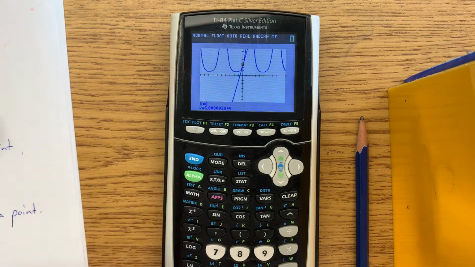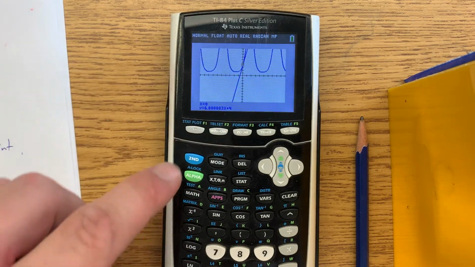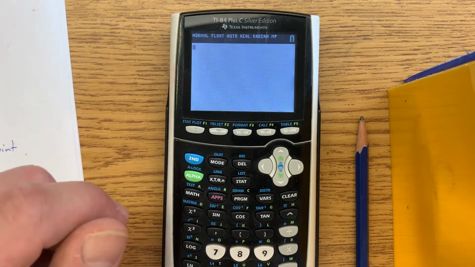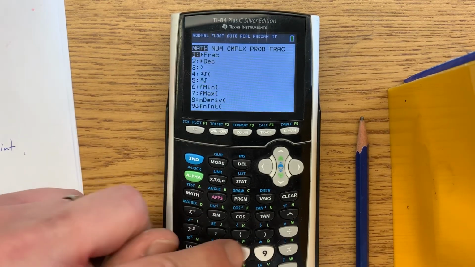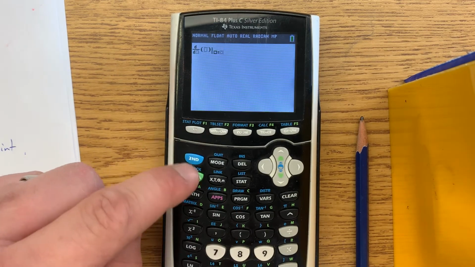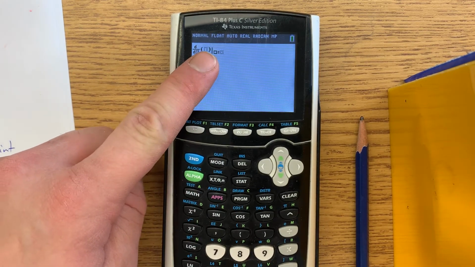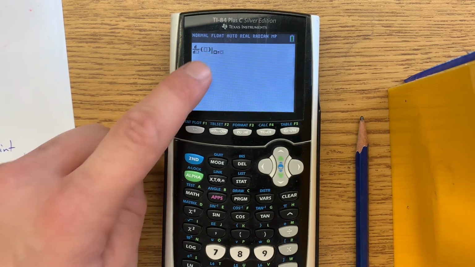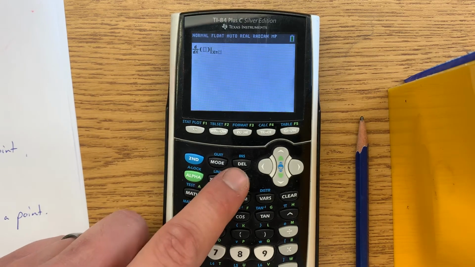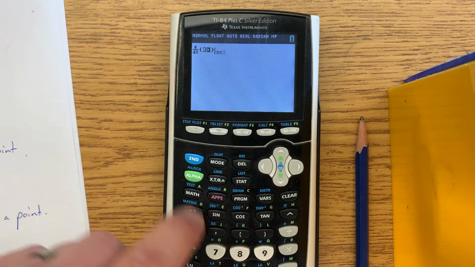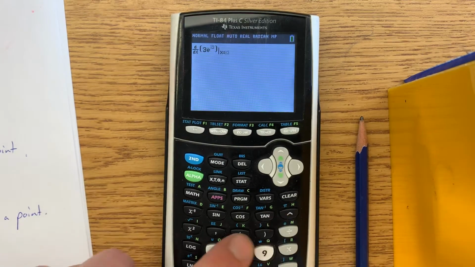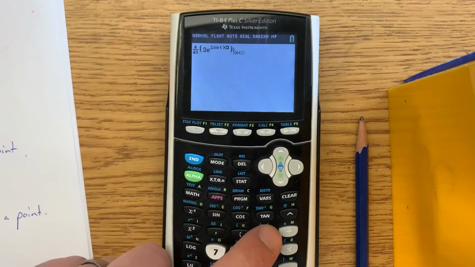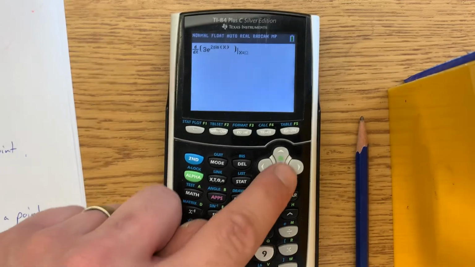But let's see how to do it without having to generate the graph, because remember, that took some time. So if I'm just in my regular calculator mode, and I wanted to find the derivative of something, I would just press math 8, and I would take the derivative of whatever's in the brackets at an x value of whatever value I typed there. So let's take the derivative with respect to the variable x of 3e to the 2 sine x plus 1.